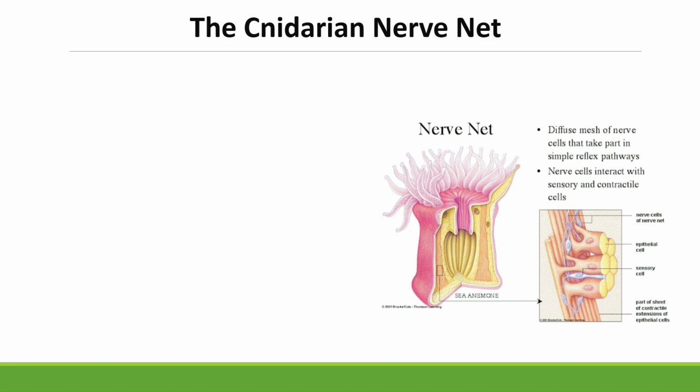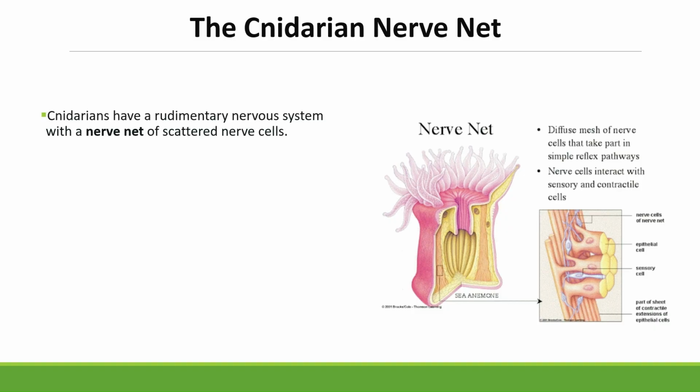Cnidarians have a few more tricks up their sleeves that we did not see evolved in Porifera, but we're going to brush up on them just a little bit here. Cnidarians possess the simplest nervous system found in any animal. It consists of a diffuse network of nerve cells spread throughout the body. We call it the nerve net. Unlike more advanced animals, there's no centralized brain or spinal cord.